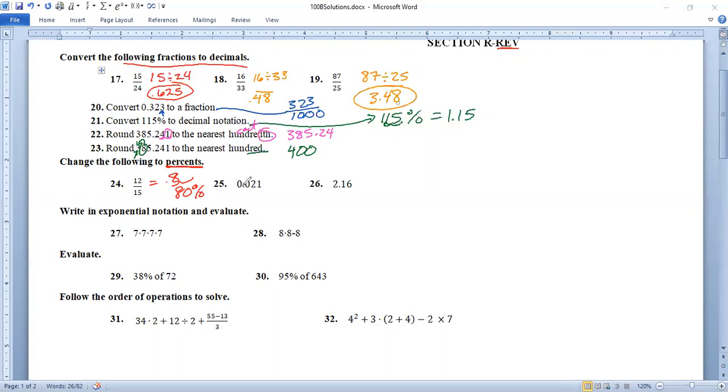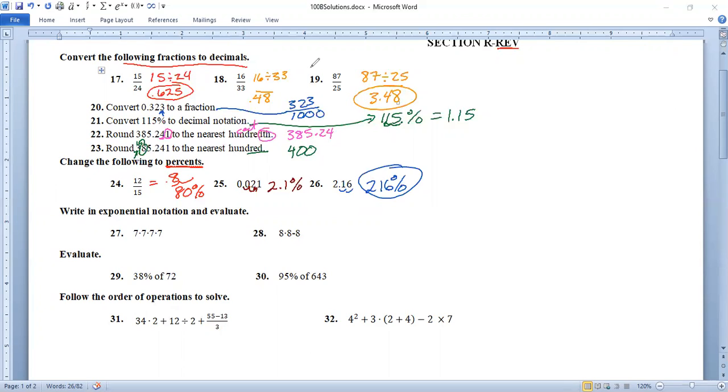All right, number 25, 0.021. It's already a decimal, so we only need to go 2 places to the right, and we get 2.1%. 26 is already in a decimal as well. So being in a decimal, we only need to move the decimal 2 places to the right, and it's 216%. Yeah, if you got 2.16 out of 1, that's extra credit. You're way up there.